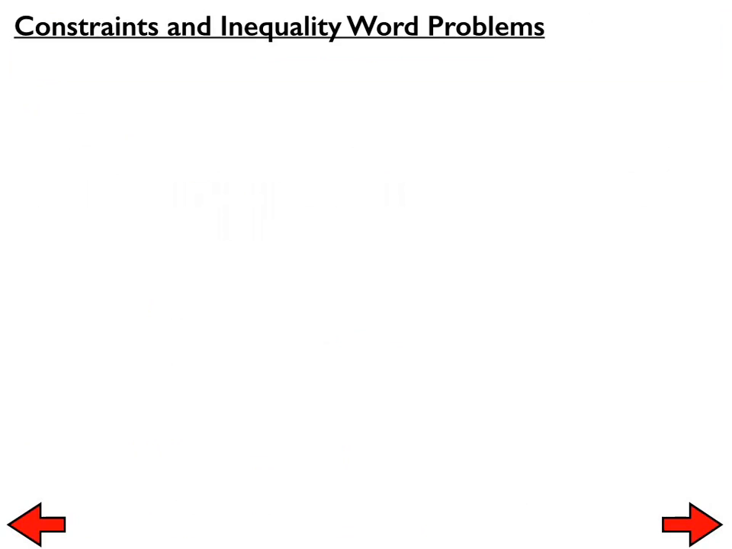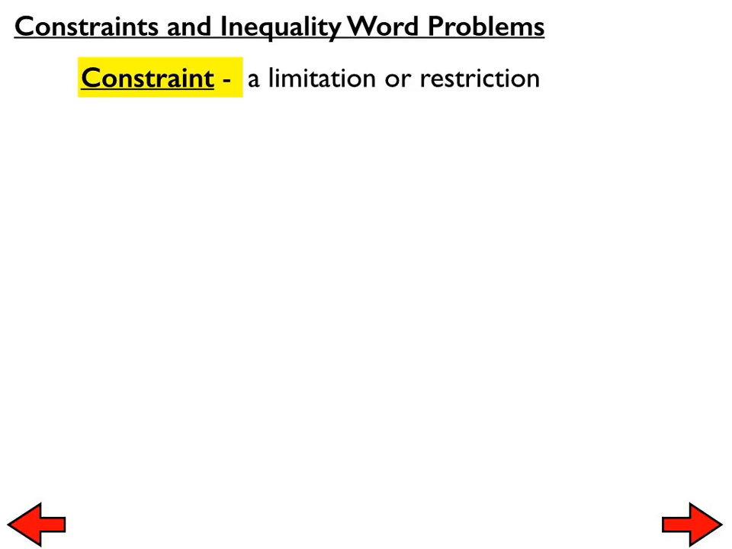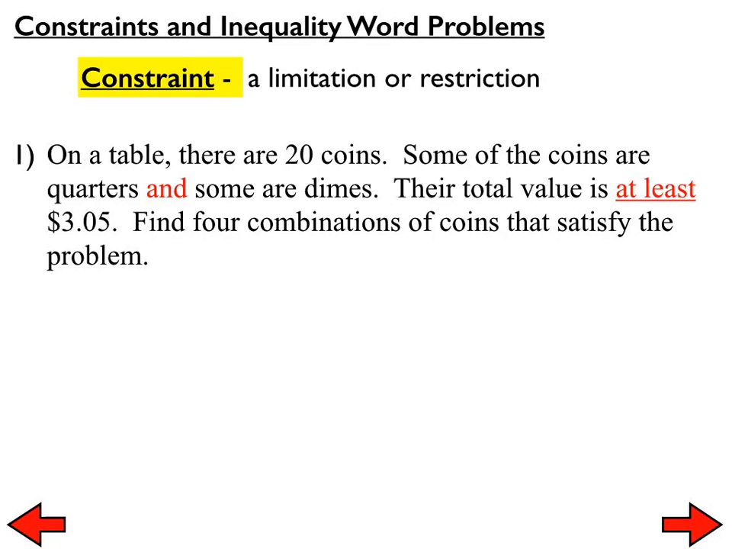So let's go ahead and get started. First of all, a constraint is a limitation or a restriction, and I know that that definition is already in your notes. So let's go ahead and get started with number 1. Number 1, it says, on a table there are 20 coins. Some of the coins are quarters and some are dimes. Their total value is at least $3.05. Find 4 combinations of coins that satisfy the problem.